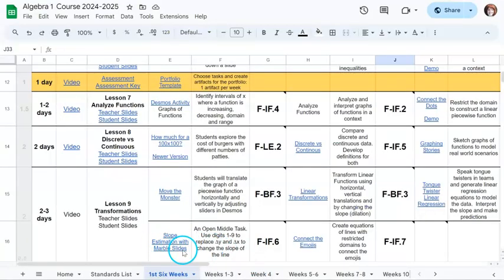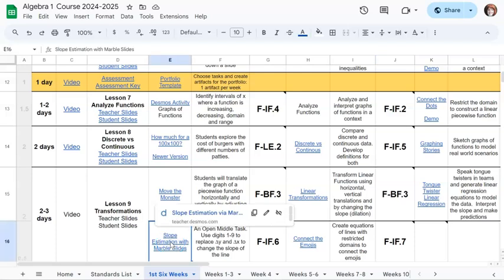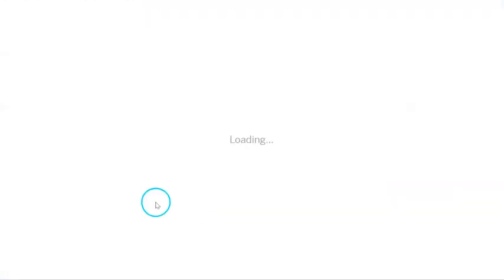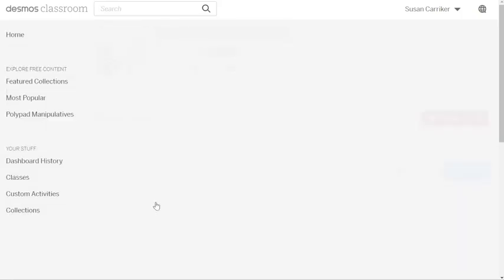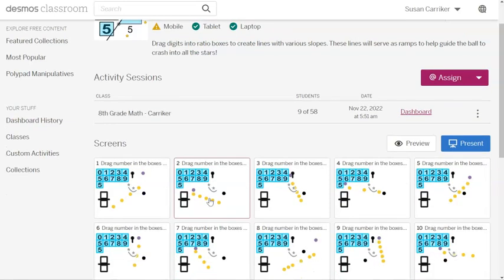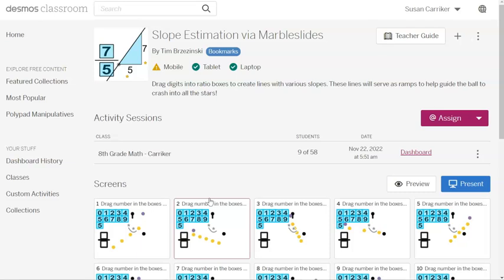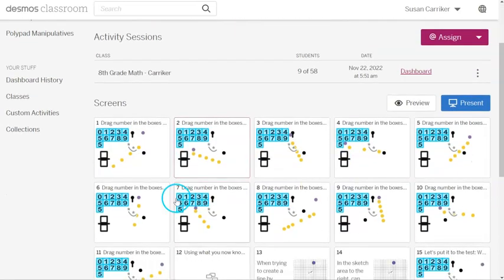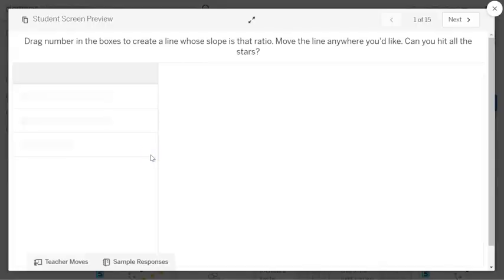So this next activity is actually an open middle task, and so I'm going to click here to go straight to it. You will have this linked in your guide. But this is slope estimation with marble slides. And I have used this both with my 8th grade mathematics as a slope assignment, and I've also used it in Algebra 1 as basically a review. And so these are great fun.